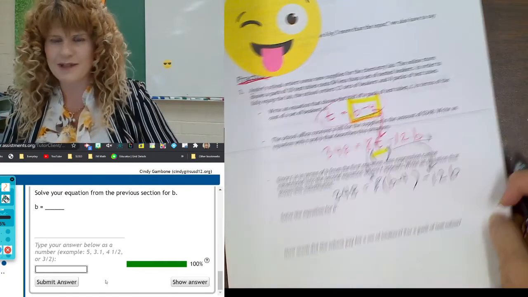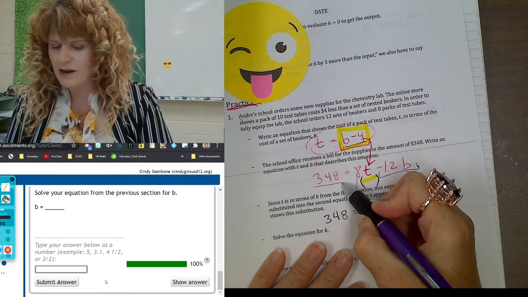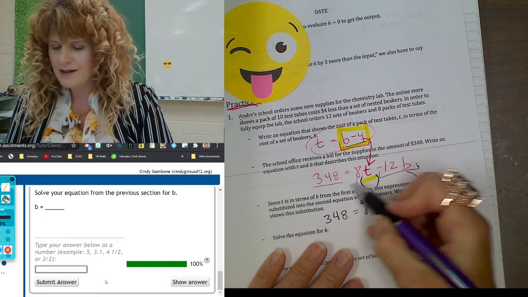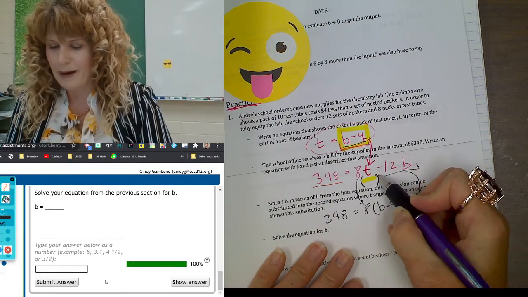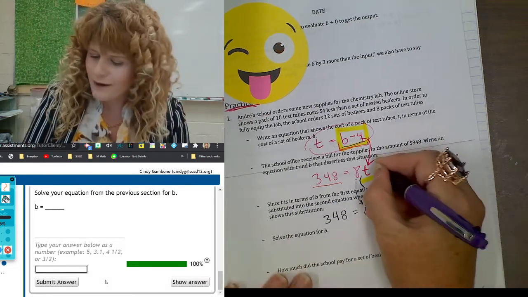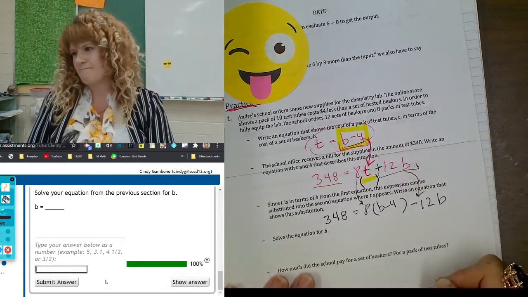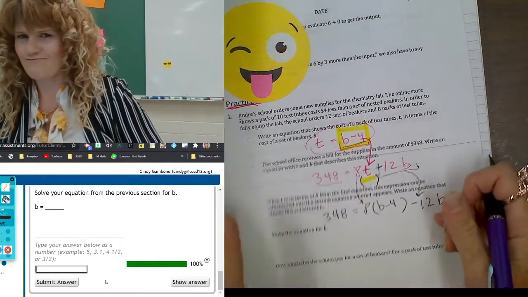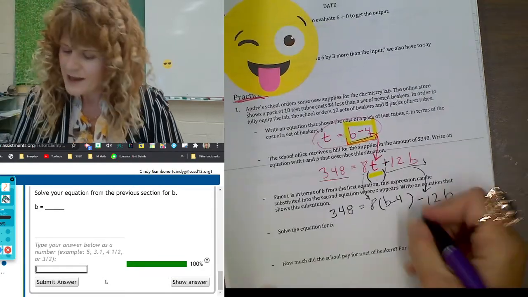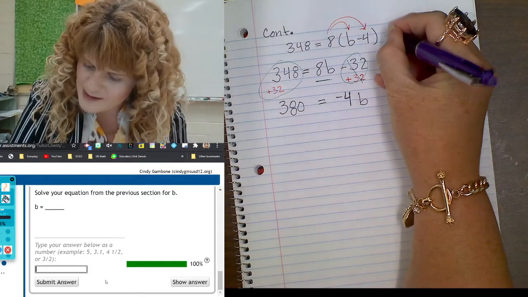Oh my gosh, I can't believe I did this. The total cost, $348, should not have been 8 times t minus 12b. It should have been plus. Oh my gosh. I made such a big mistake. Oh well. Haha, let's keep going. So this should have been plus 12b. This should have been plus 12b.